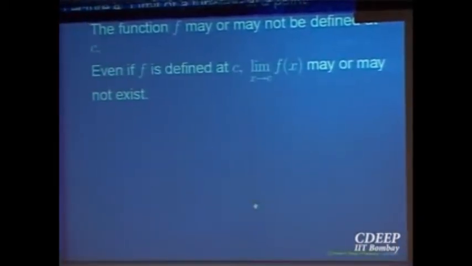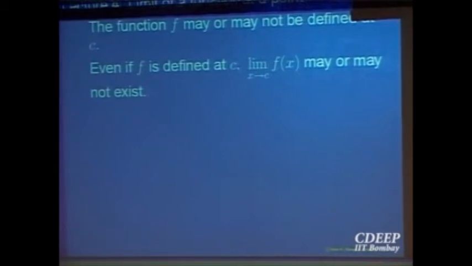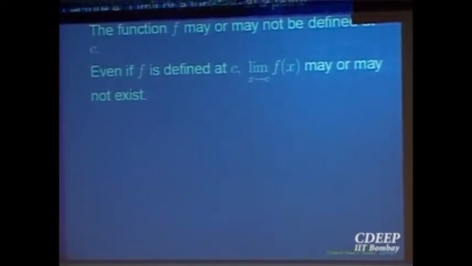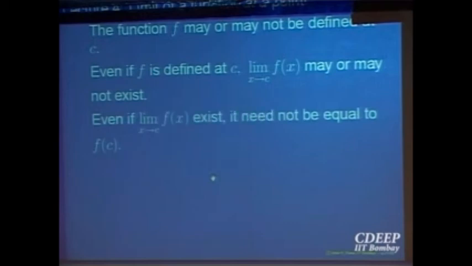Even if f is defined at c, the limit may or may not exist. Even if you give a value, that does not ensure that the limit at that point will exist or will not exist. It does not affect it at all. And even if the limit exists and the function is defined, the two may not be the same. Like in the first example, the value we were predicting was 3, the suitable value. The function was defined to be equal to 5. There is no correlation between them at all.